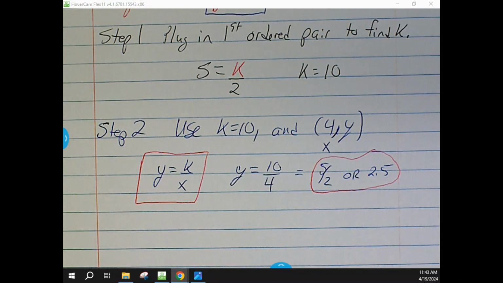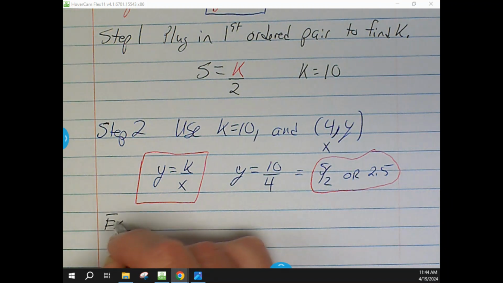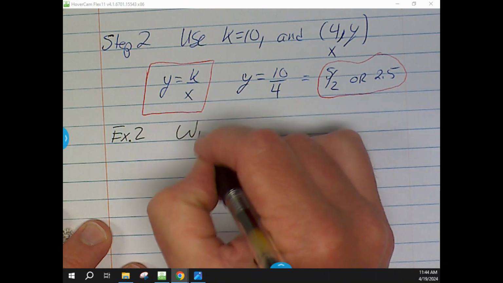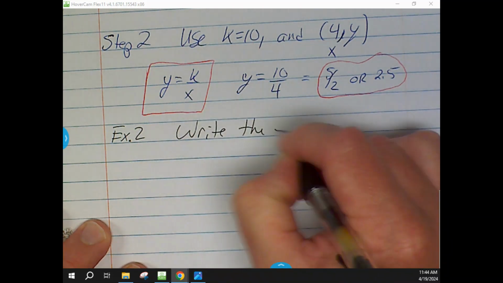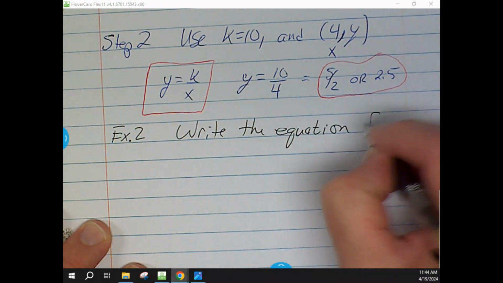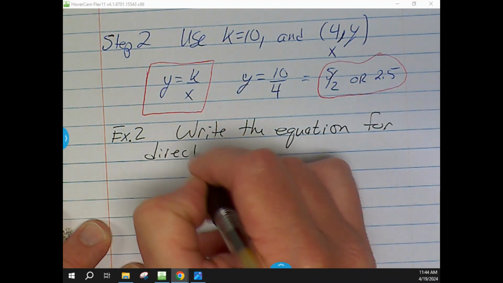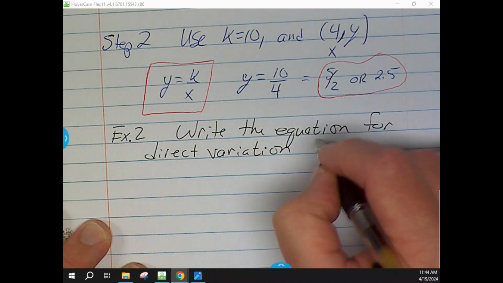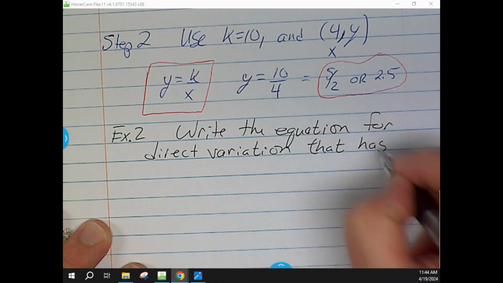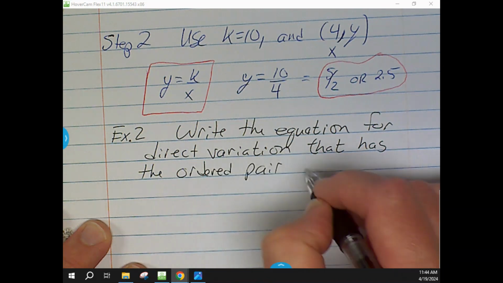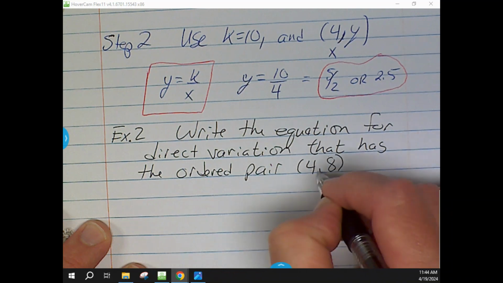Okay. For the second one, we'll go a little different route, but basically along the same lines. So for example two, same thing. We're just going to do it a little bit different though. So for this one, we're just going to write the equation for direct variation that has the ordered pair for it.